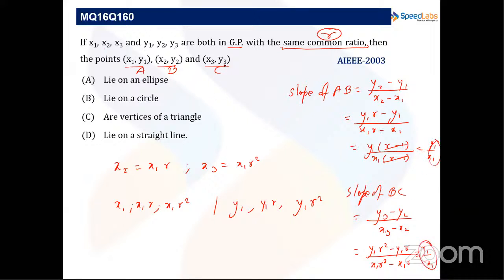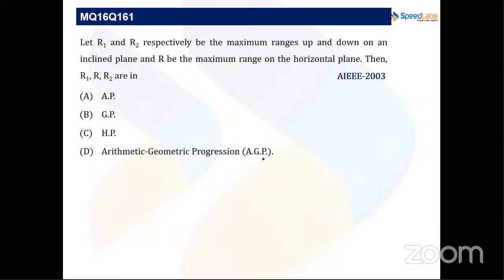So this implies A, B, C lie on a straight line because these 3 points are collinear with point B being common. Okay. So answer is D. Moving to the next question. Giving you 30-second time.